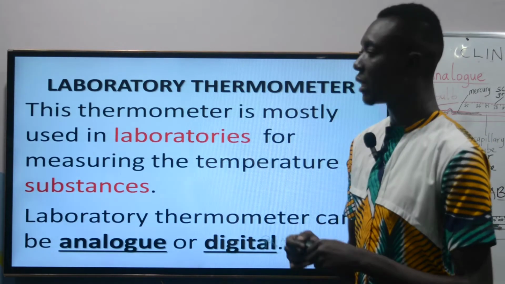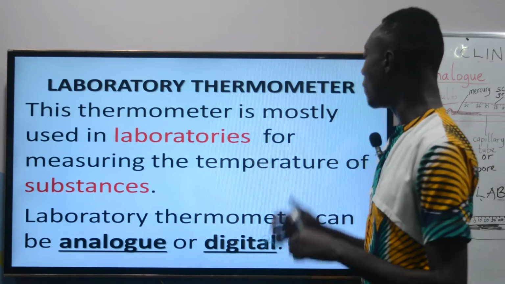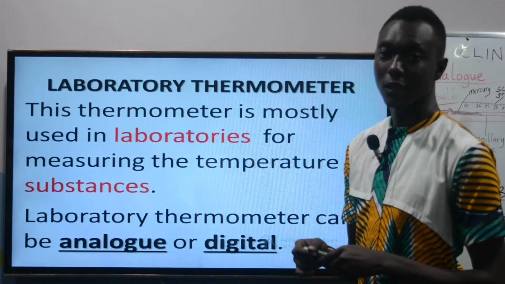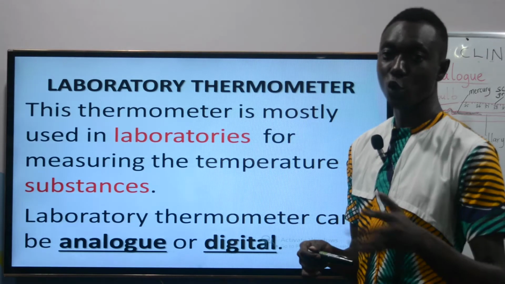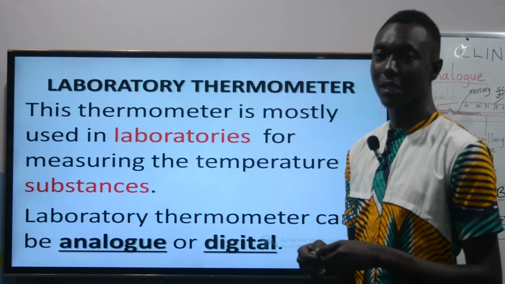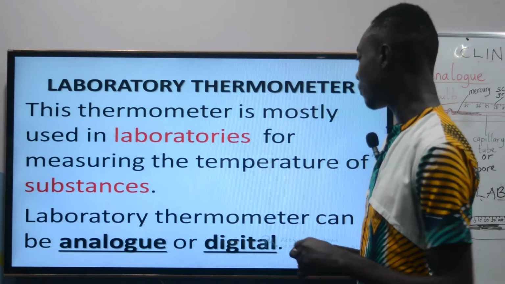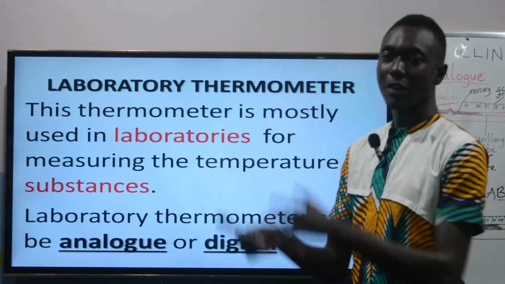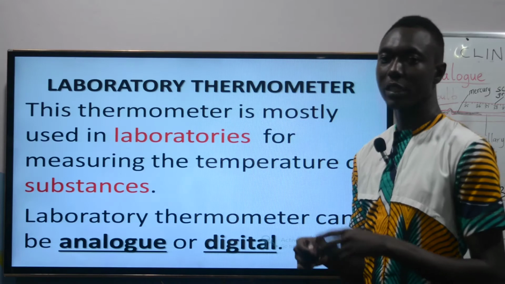Now, laboratory thermometer. This thermometer is mostly used in laboratories for measuring the temperature of substances like water. You can mention a whole lot more: ice, petrol, diesel, and so on. All these are substances that can be measured by using the laboratory thermometer. They also come in two folds. We can have an analog laboratory thermometer and a digital laboratory thermometer.